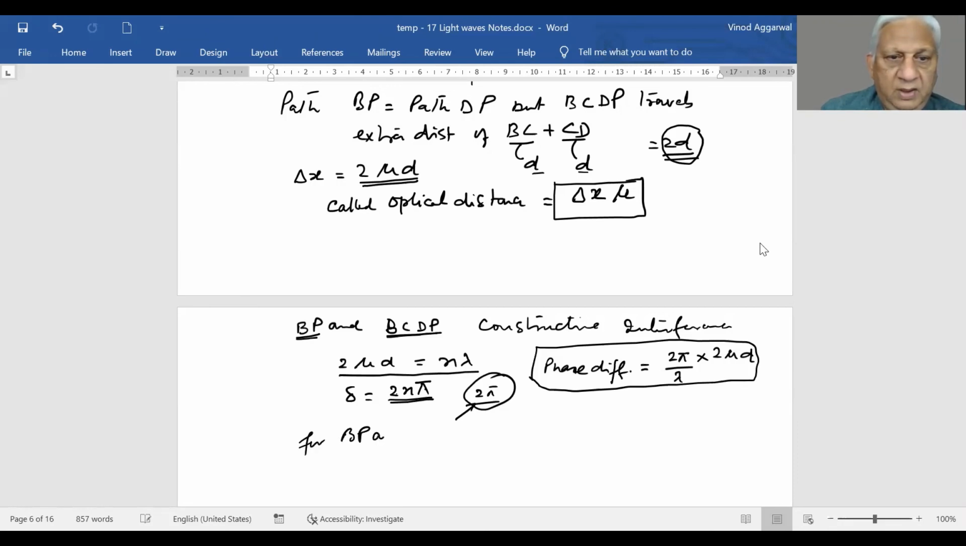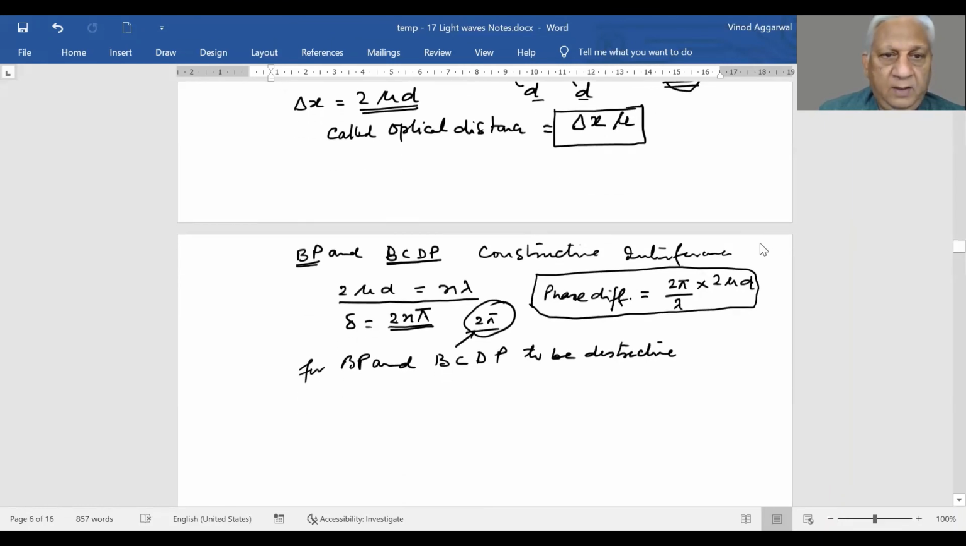For BP and BCDP to be destructive, what should happen is, this should be equal to an integral multiple of lambda plus half lambda. So half lambda will make two waves, one will go like this, one will go like this, and eventually they will cancel out each other.